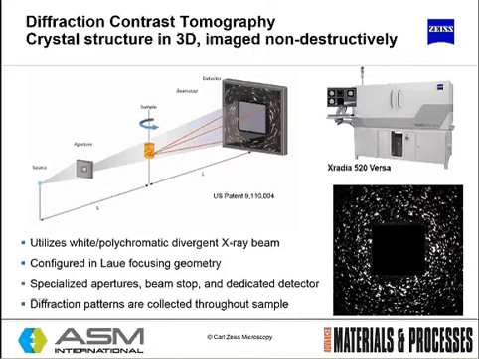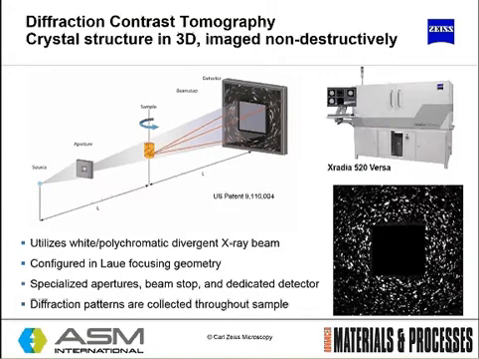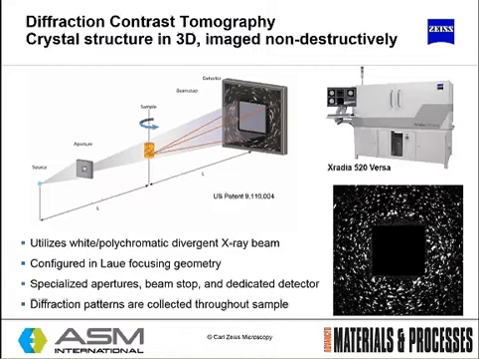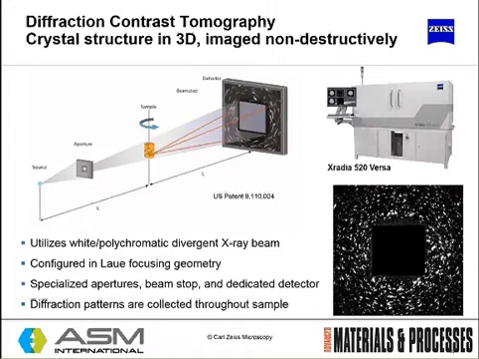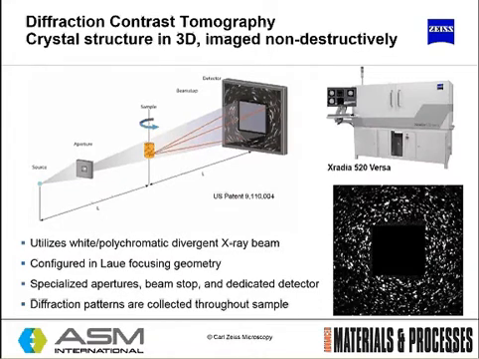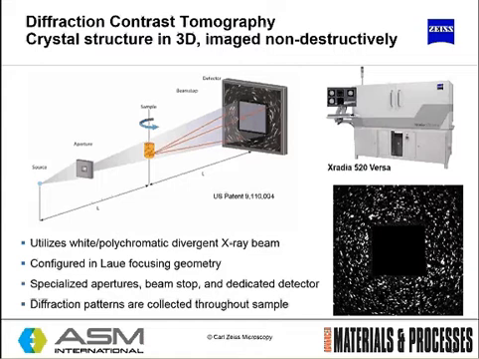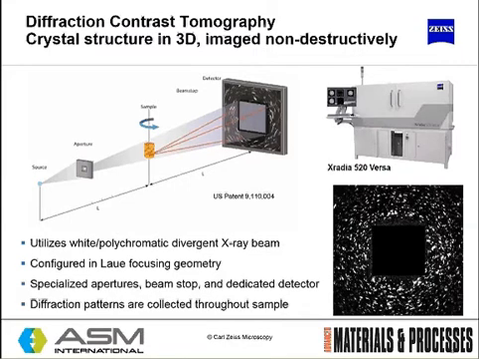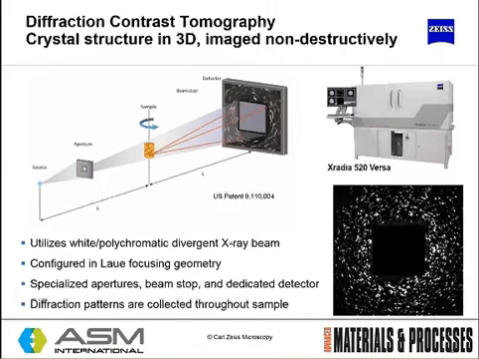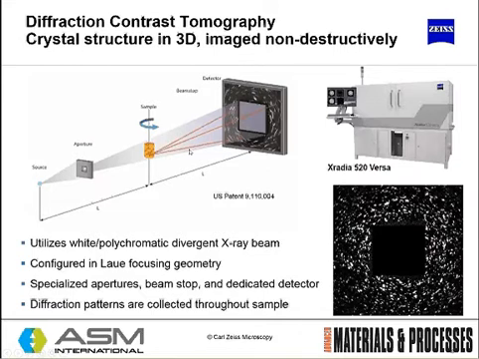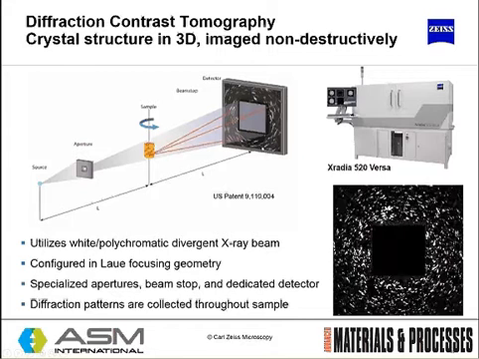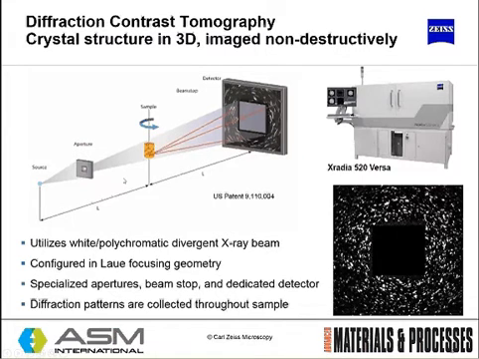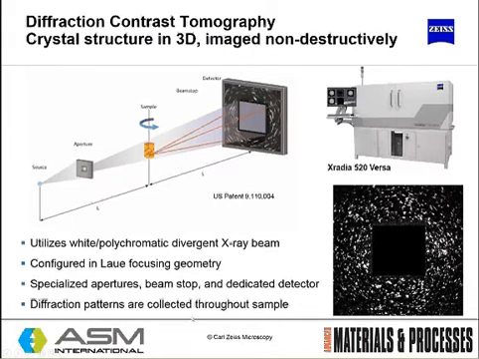So here, this is diffraction contrast tomography. Previously, DCT has only been possible with a synchrotron, but it's now possible in the laboratory with a microscope such as the X-Radia Versa. It uses a white or polychromatic divergent X-ray beam, and specialized apertures and beam stops and a dedicated detector are able to perform the analysis of the scattering of X-rays from the sample itself.